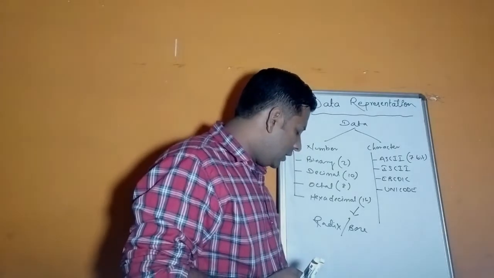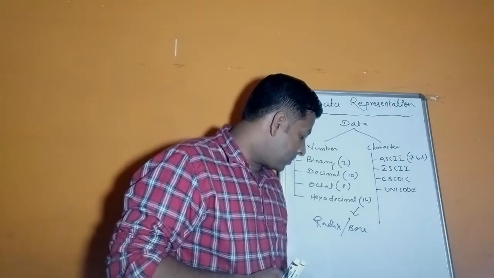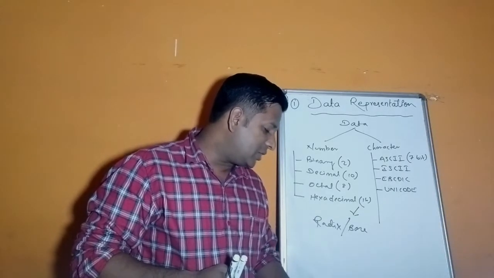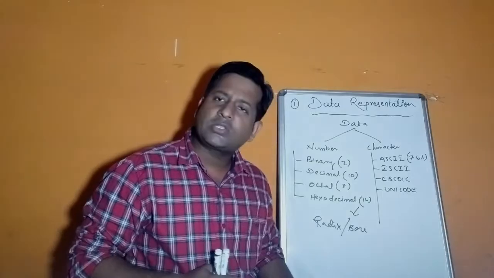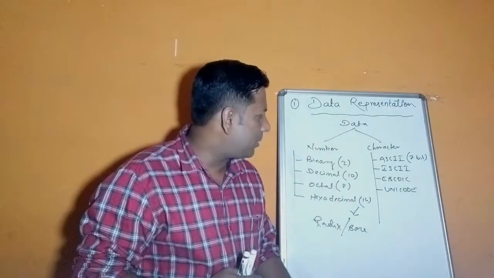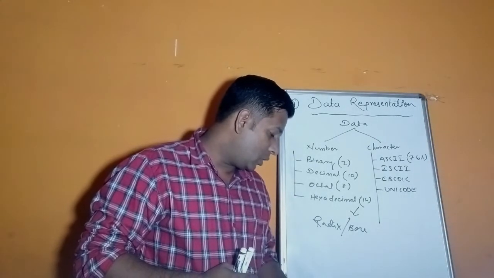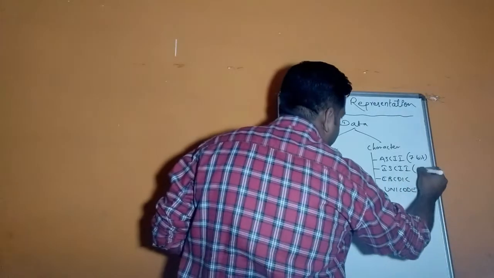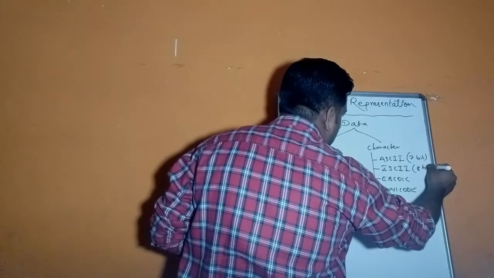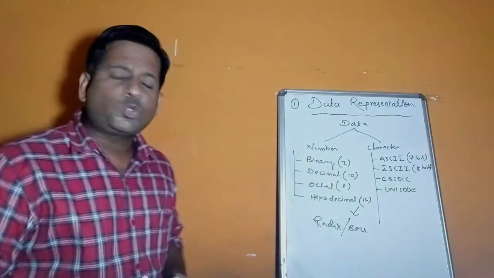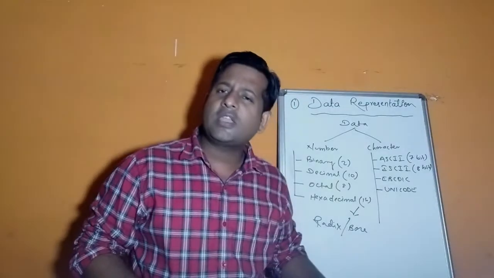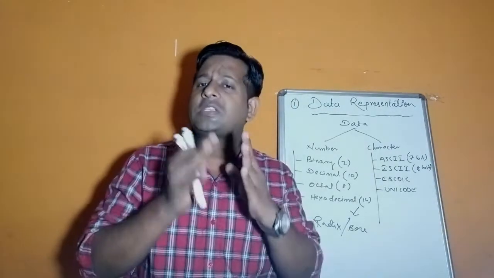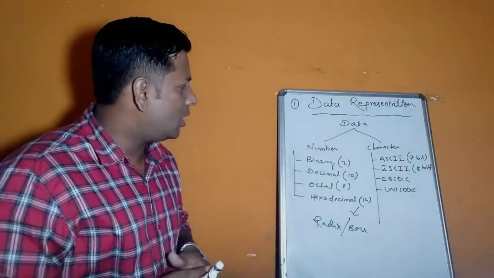But ASCII alone was not enough, so our Indian script also came. That is Indian Standard Code for Information Interchange, ISCII. ISCII is 8-bit. 2 to the power 8 means 256 characters. It can store a maximum of 256 characters, so 256 characters can be represented in a computer.